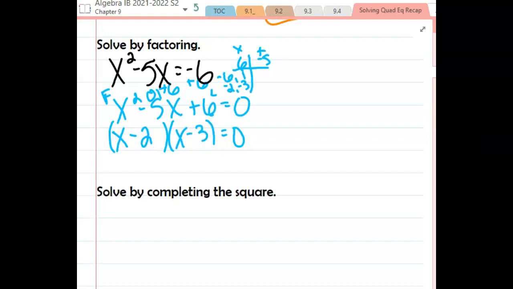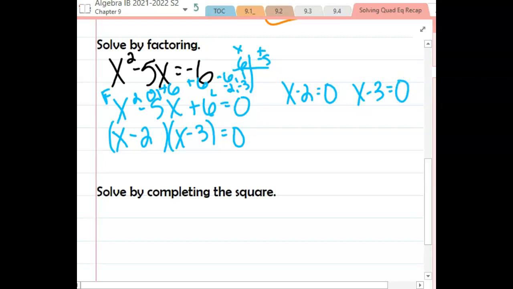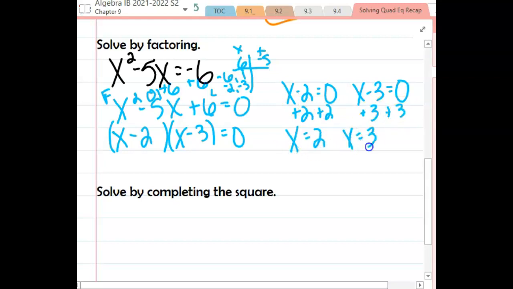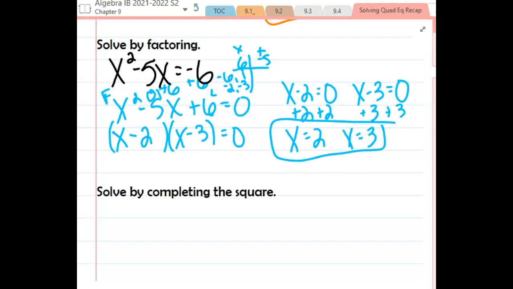Now remember, with solving by factoring, your next step: if I have something times something equal to 0, the only way that's possible is if one of these is 0. Either x minus 2 equals 0, or x minus 3 equals 0. So I would add 2, so x could be 2. Add 3, x could be 3. There's your 2 answers.